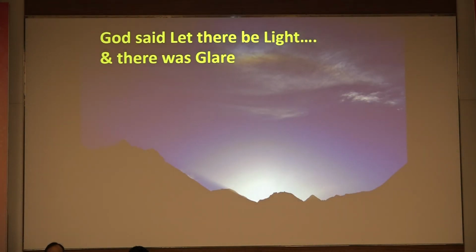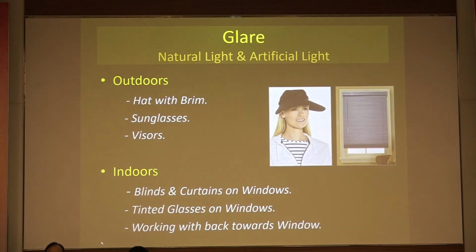So now we have to talk about glare also, because glare is very disabling to a low vision patient. For us also it is very disabling, and for them it is more disabling. So glare can be produced either indoors or outdoors. So if there's a lot of glare to the patient outdoors, you can advise him a hat with a brim, or ask him to wear sunglasses or visors. And if glare is very disabling indoors, then the patient should be advised to put blinds and curtains on the windows, or use tinted glass on the windows, or work with back pointing towards the window.